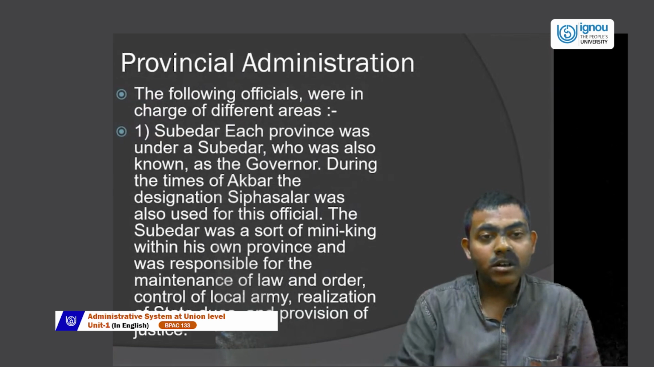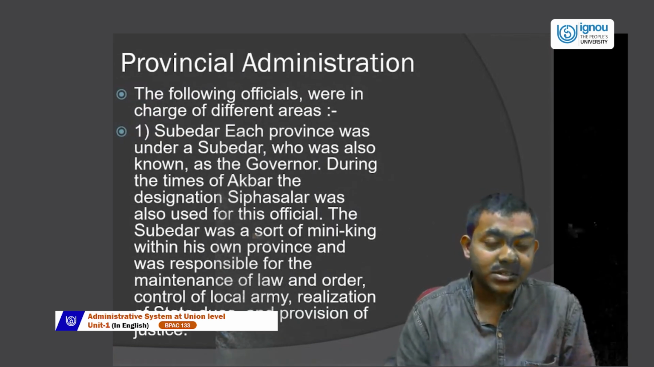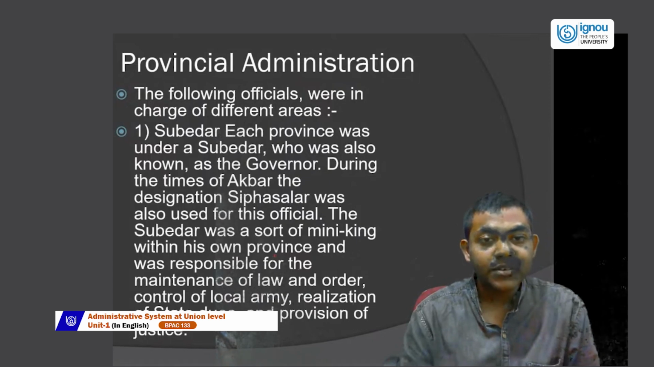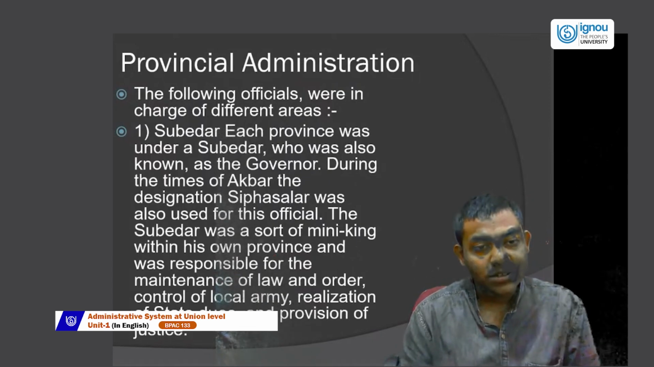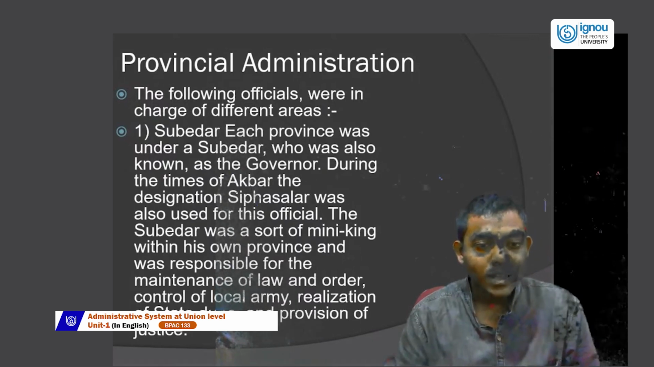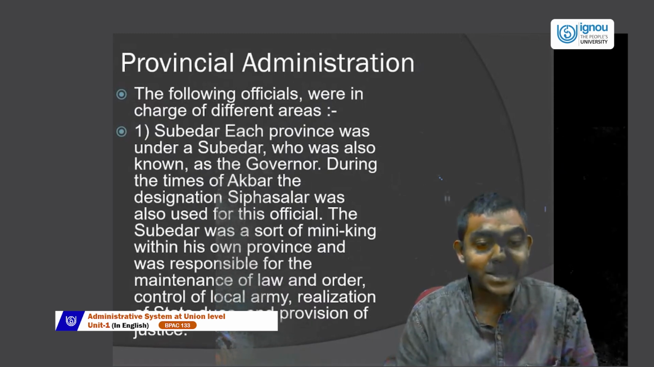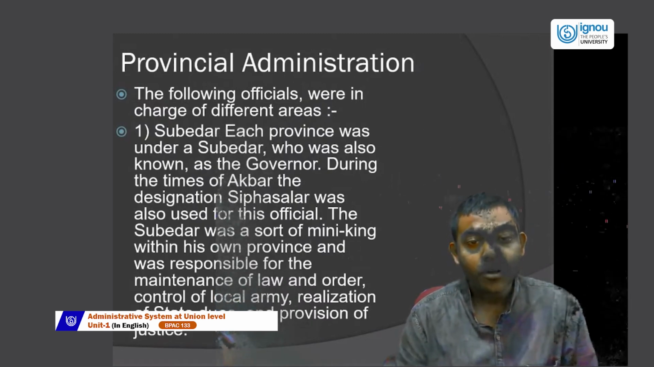Now let us move on to the provincial administration. The following officials were in charge of different areas in the provincial administration. The Subedar, there was a Subedar of each province. Each province was under a Subedar, who was also known as the governor. And during the time of Akbar, the designation Sipa Salar was also used for Subedar.